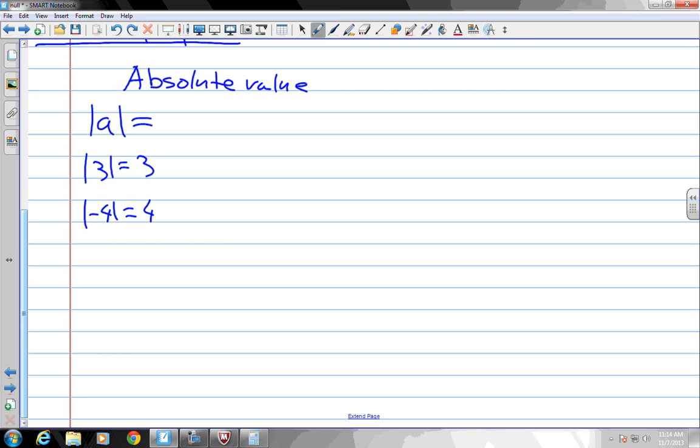Yes. The definition of an absolute value is the distance from a number to 0. That's how far away a number is from the origin. So how far away is 3 from the origin? And how far away is negative 4 from the origin? 4. So the absolute value is really distance from 0.